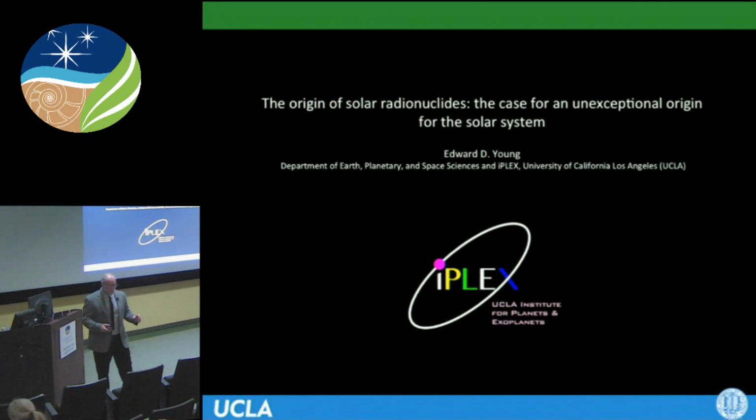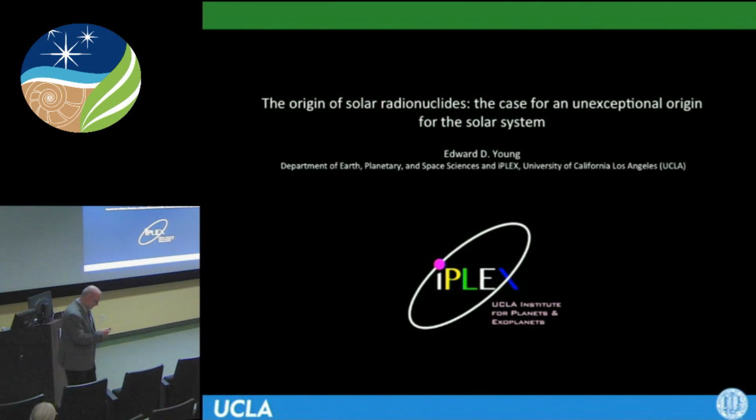So this represents a synthesis of astronomical observations, years and years of measurements of isotopic abundances in meteorites, a tiny bit of which I've done, but many, many other people have been doing for decades, and just overall thinking about origins of solar systems in general. So as I say, the second part of this title is The Case for an Unexceptional Origin for the Solar System.